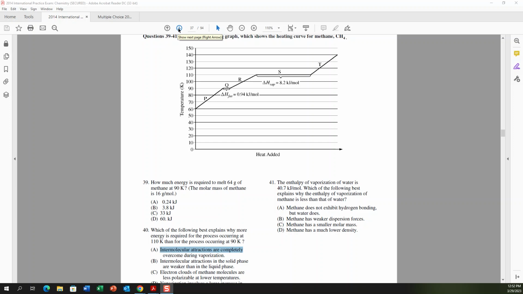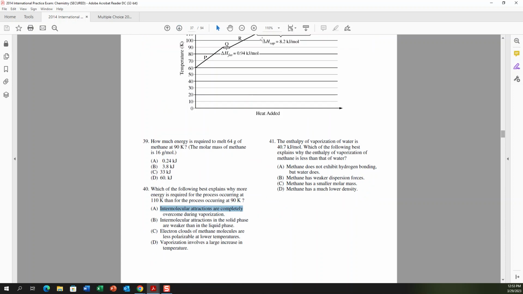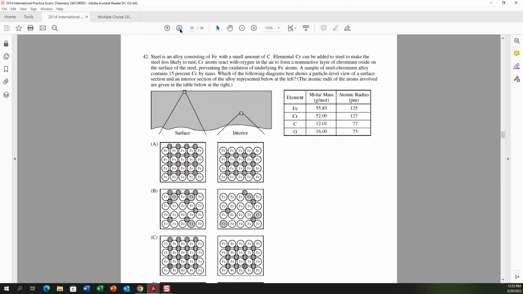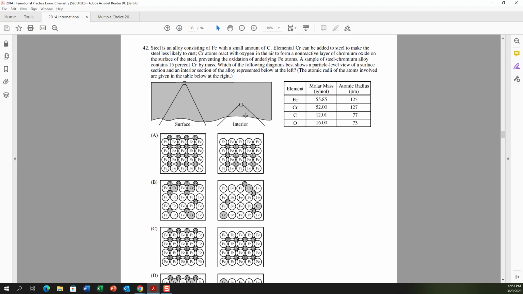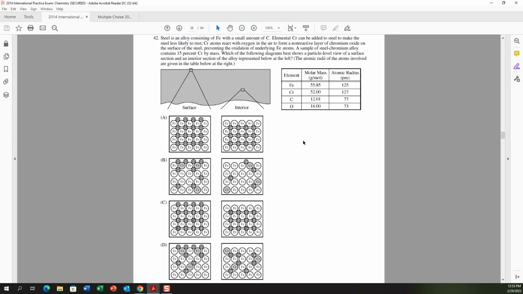All right, guys. So this is the final part of going over the multiple choice practice test. And again, this is from the 2014 international exam. So this is the test that the international students took back in 2014. So it's an actual AP test.